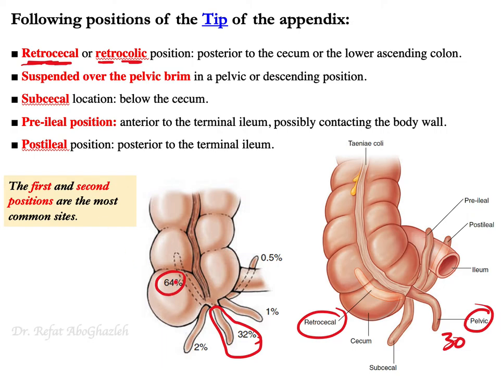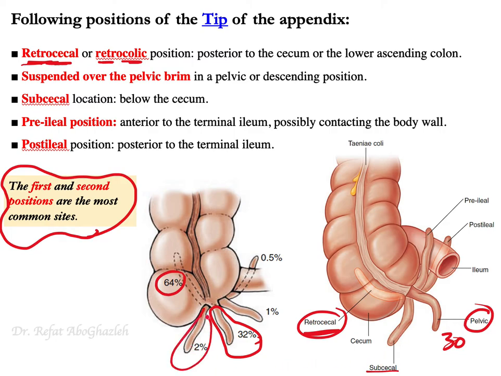You have to know that the first two, the retrocecal or retrocolic and the pelvic appendix, are the most common positions of the appendix. So if you don't find the appendix here, it is most commonly hidden behind the cecum, or sometimes just hanging down into the pelvis. Other positions are rare. It can be subcecal, below the cecum, about 2%. Here you can see the percentages. Sometimes it is behind the ileum, which we call post-ileal, or anterior to the ileum, which we call pre-ileal, but only a low percentage. So you have to know the most common position, which is important.